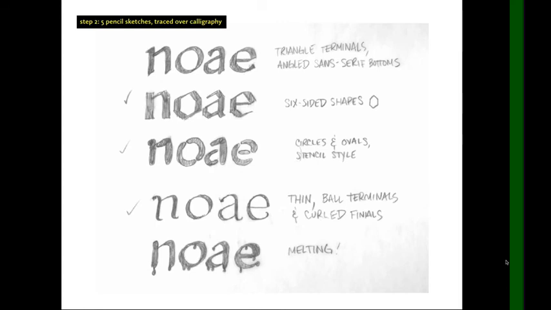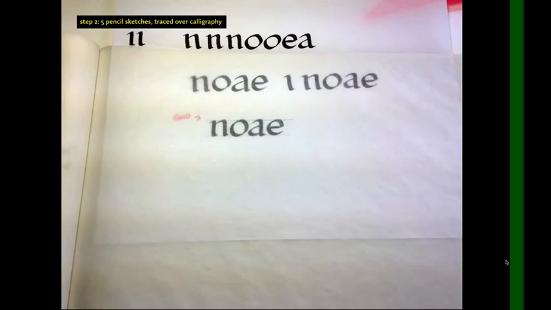My fourth one, it's very thin. It's a very thin typeface, and it has ball terminals and curled finials. So there's balls at the ends, and then very curly terminals. And my last one is just melting. I want it to look like candle drips, wax melting. So from those 5, you should do at least 5. You may do more. If you have more ideas, keep going. But you want to have at least 5 different ideas for step 2.